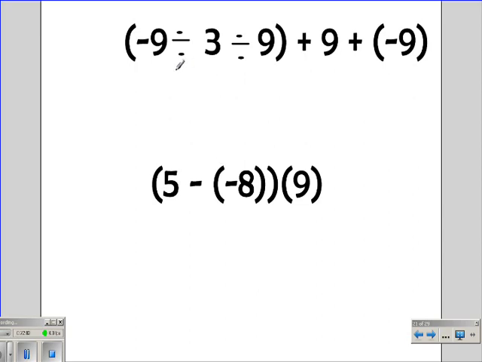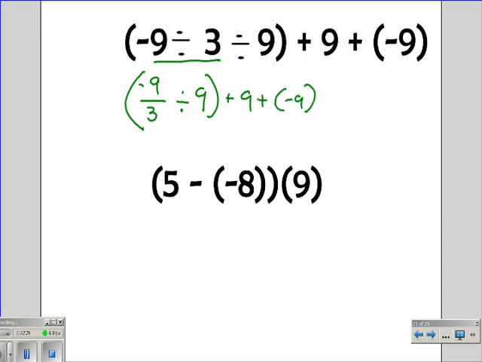Okay, coming back, let's work on this problem together now. I have negative 9 divided by 3 divided by 9 plus 9 plus negative 9. So I'm going to work inside this parenthesis here first, starting from left to right. So I have negative 9 divided by 3. I'm just rewriting the problem in a more friendly way, one way that I might be able to attack it. If I have negative 9 divided by 3, one thing that's jumping out at me is this is just negative 3 divided by 9, plus 9 plus negative 9.